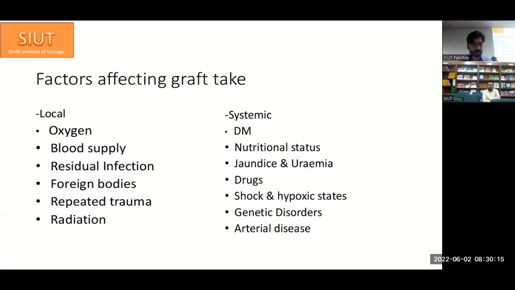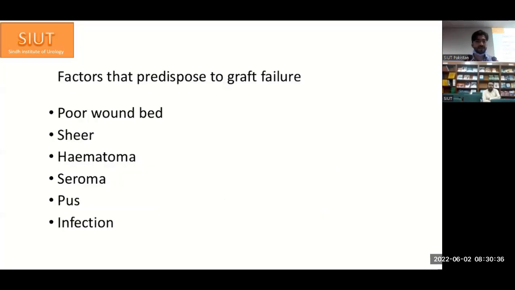Factors that affect graft take may be local or systemic. Oxygen: if oxygen supply is decreased, it affects the graft. Also blood supply, residual infection, foreign bodies, repeated trauma or radiation. Systemic factors: diabetes, nutritional status, jaundice, uremia, drugs, shock, hypoxic state, genetic disorder, arterial disease. Factors that predispose to graft failure: a poor wound bed, shear, hematoma, seroma, pus, infection.